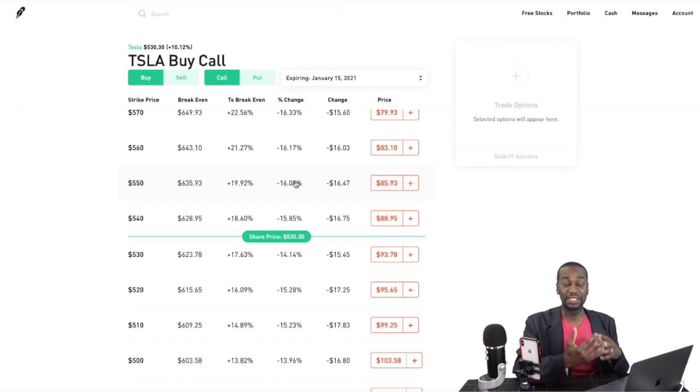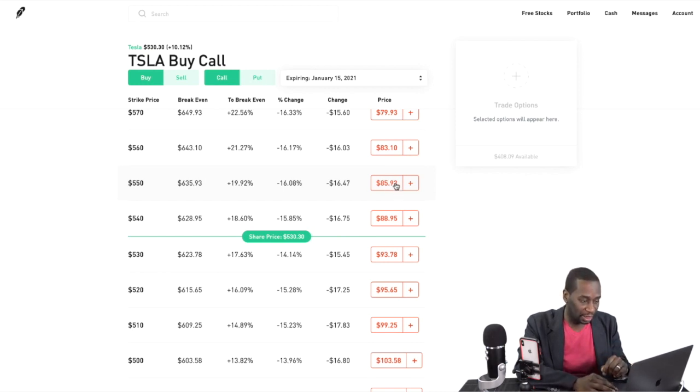And then this percentage is the change that the option had on the day. So the day's change of the option means it fell by 16%, or if you want the monetary value of how much the option decreased by today, it actually fell $16.47. So let's act like we're going to actually buy the option.